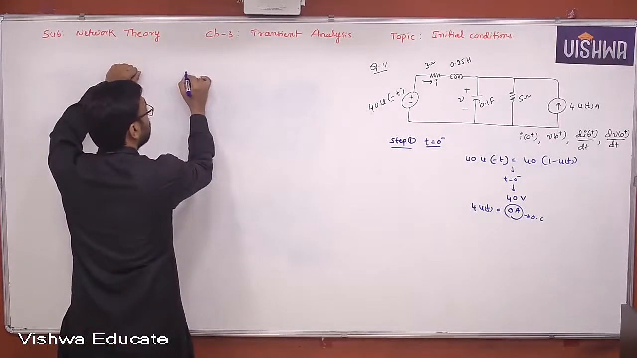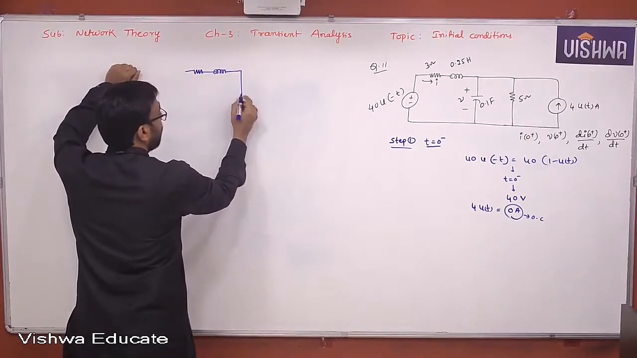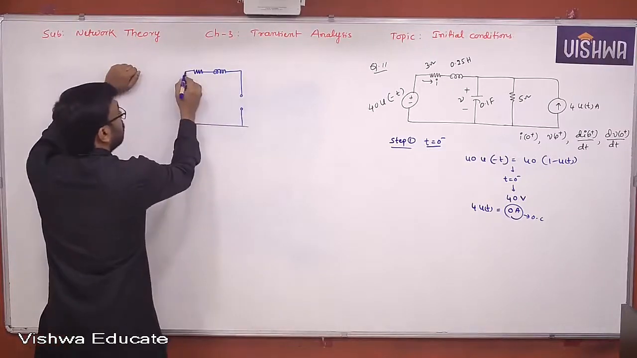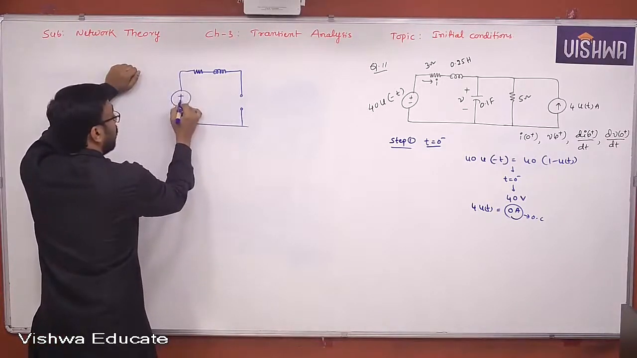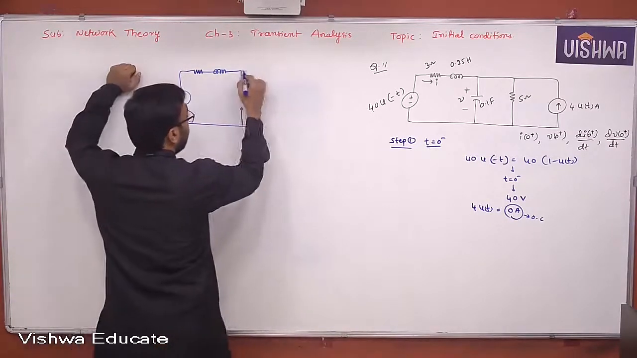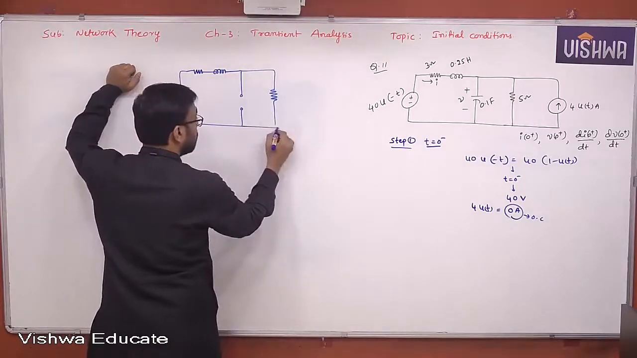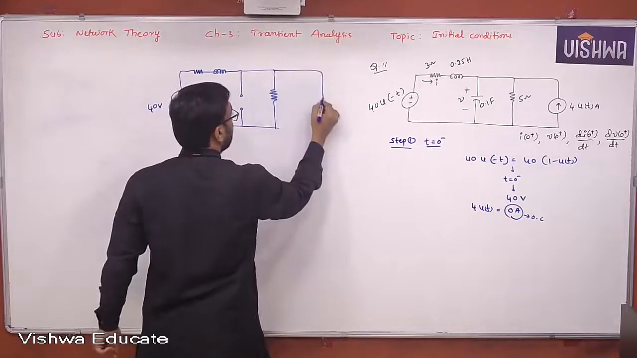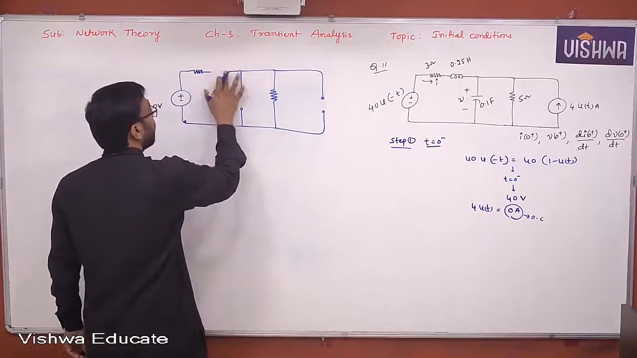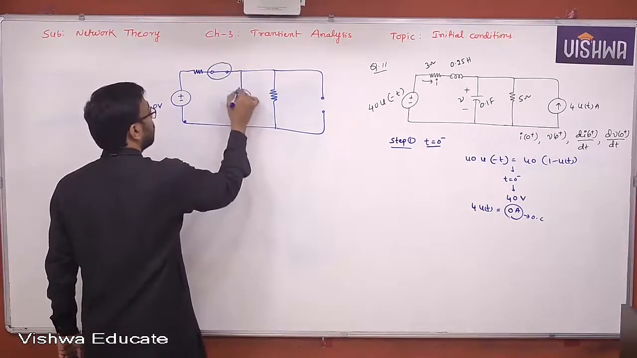I got an inductor. The capacitor behaves like an open circuit. Yes or no? And this will be a 40 volt source, we have already seen. And this is a resistor. This is a resistor. And this is acting like what? Open circuit. We have seen already. And this inductor is acting like a short circuit.